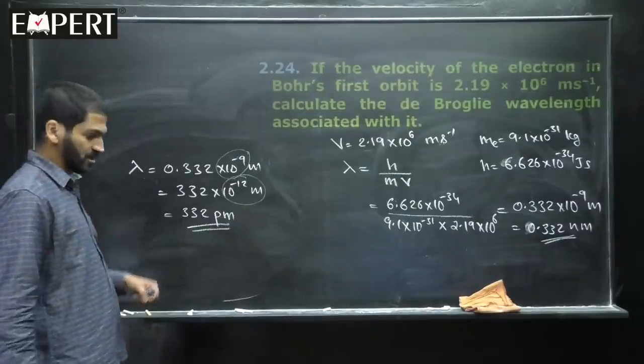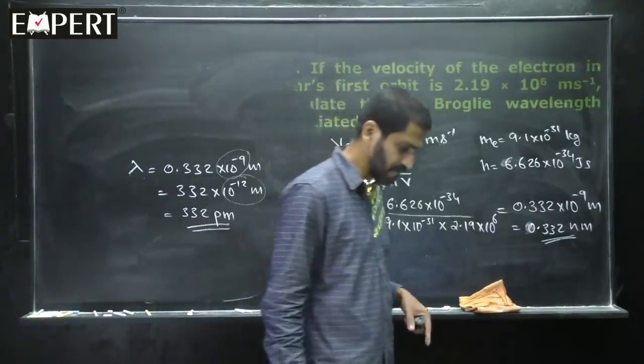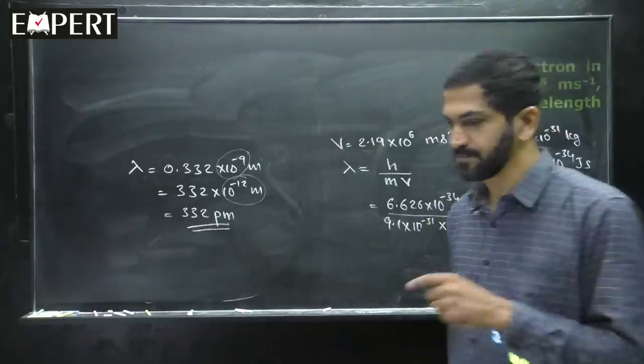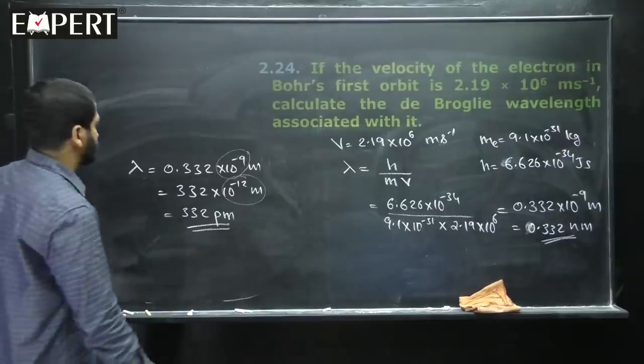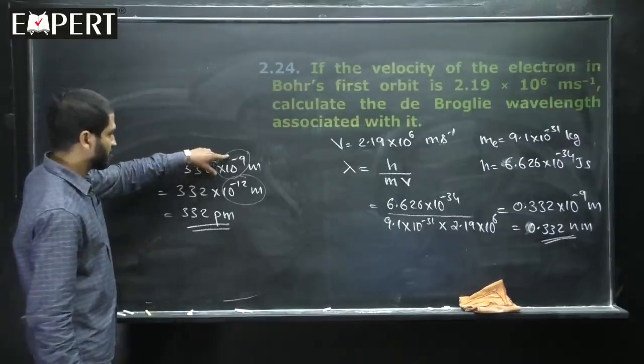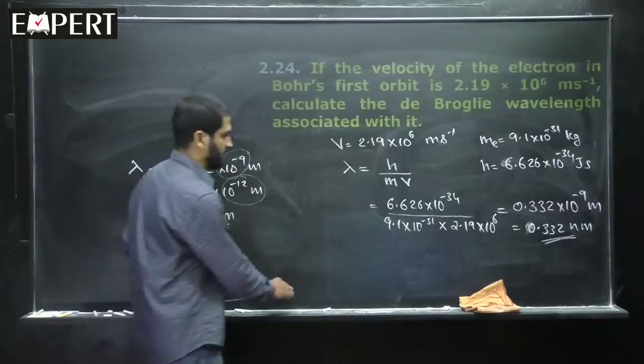So there is an electron in Bohr's first orbit traveling in the form of a wave, and you have to calculate the wavelength of that particular electron, that is it, simple. So in normal, nanometer, picometer, okay.